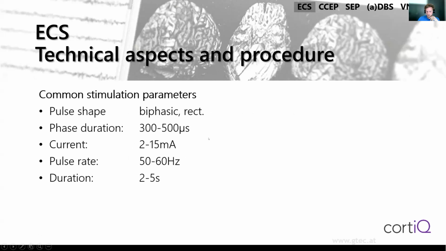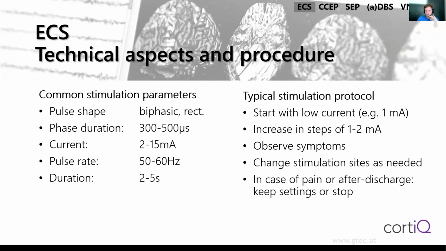Usually when you're doing ECS, you're using a biphasic rectangular pulse with a duration of 300 to 500 microseconds and an amplitude of 2 to 50 milliamps. You apply this for a couple of seconds at a rate of 50 to 60 hertz. Typically, when you're at a certain location you want to map, or you want to elicit a certain inhibition or excitation, you start with a very low current because, safety first. You don't want to harm the patient or cause any discomfort.